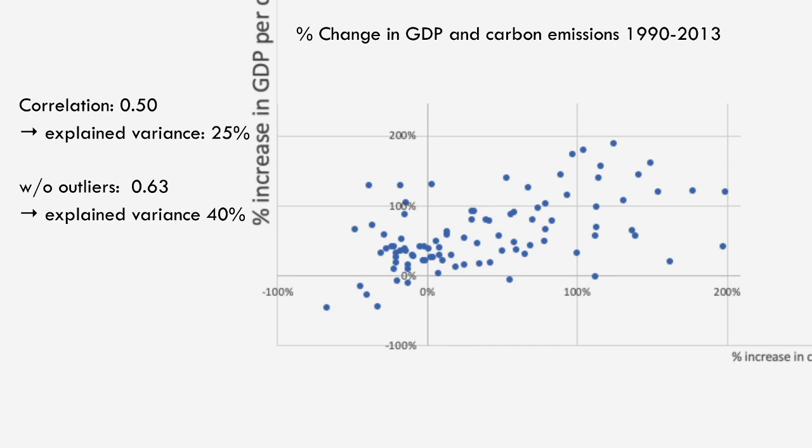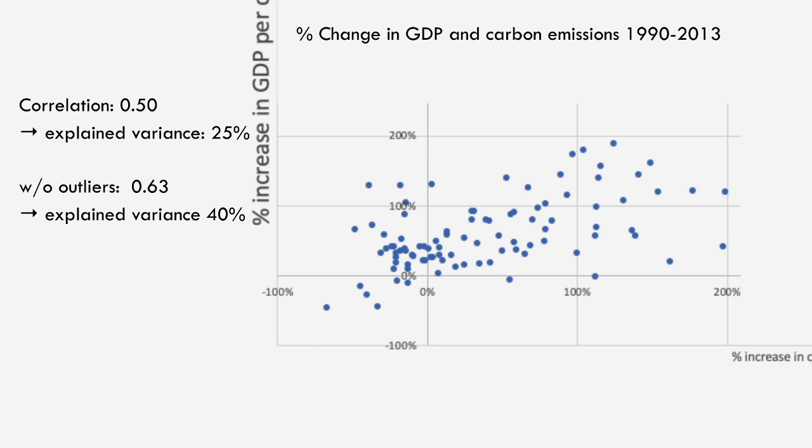So in this case, if the correlation is 0.5, as it is for this data set without the outliers removed, then that means that knowing GDP or knowing carbon means that the net variance of the other variable is only 75% of what it was already. With the outliers removed, then we're looking at 40% of the variance being explained.